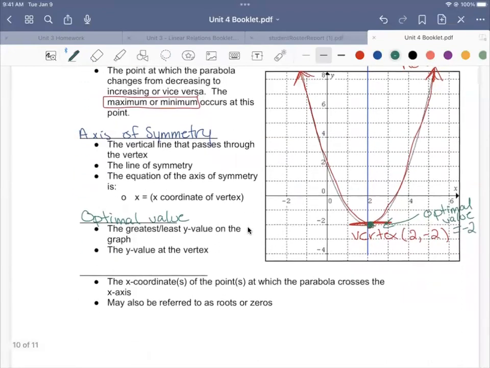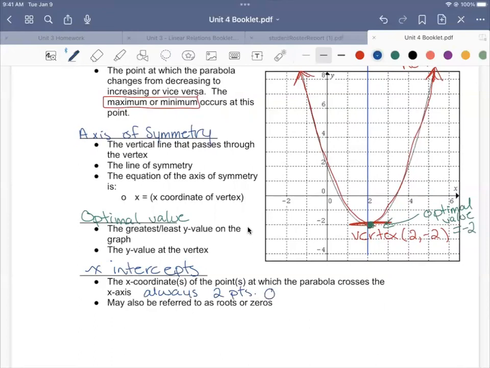And then the next one is the x-intercepts. Unlike in a line graph where there would only be one of these, in a quadratic graph, there can be 2. It's the number of points at which the parabola crosses the x-axis. This is generally 2 points, and these are often referred to as the roots or zeros.